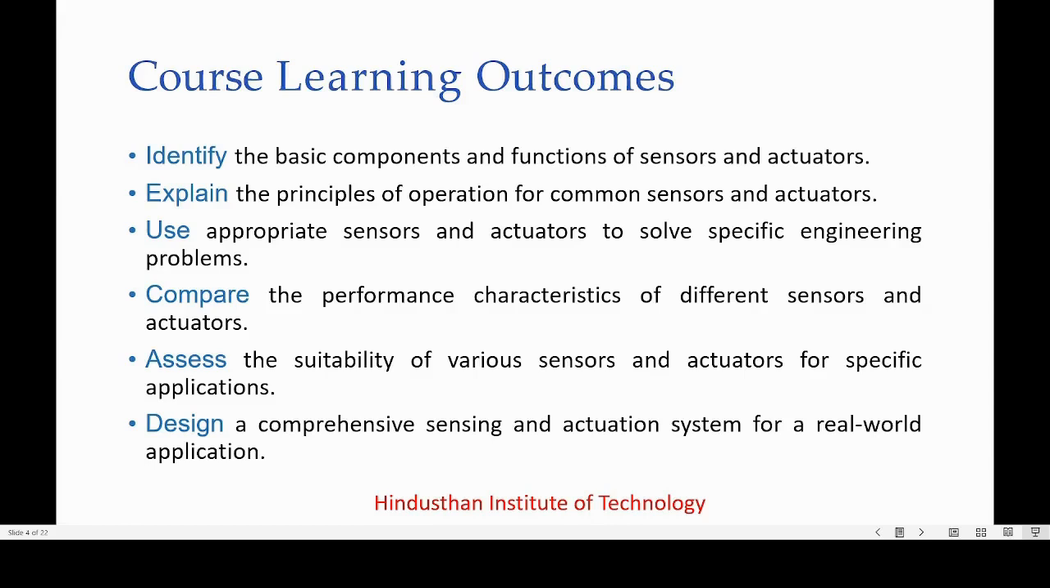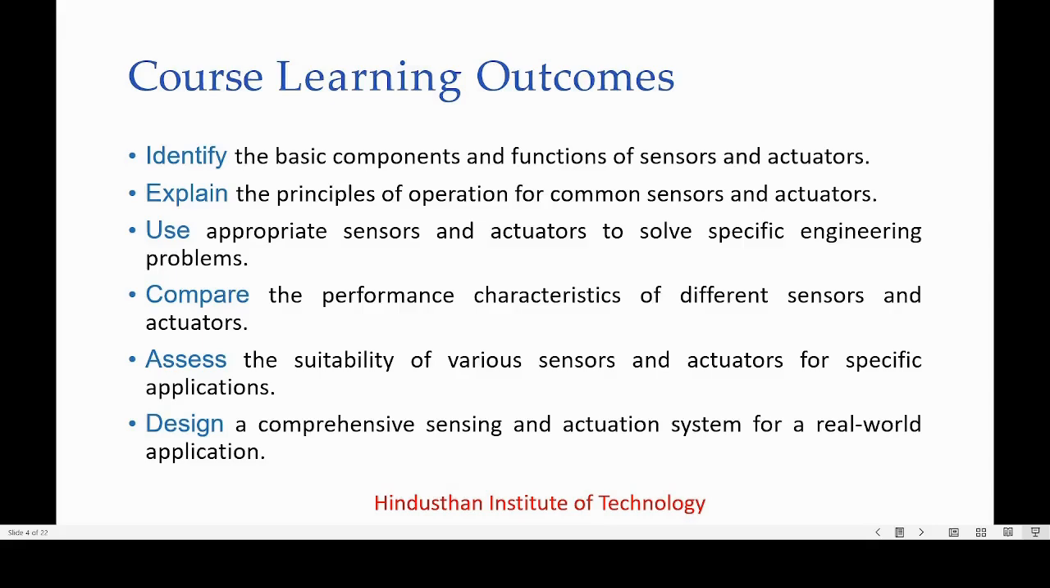Next, course learning outcomes. First outcome will be we have to identify the basic components and what are the functions of different sensors and actuators. Second course learning outcome will be we have to explain the principles of operation for the common sensors and actuators. A third outcome will be we have to solve specific engineering problems using appropriate sensors and actuators.